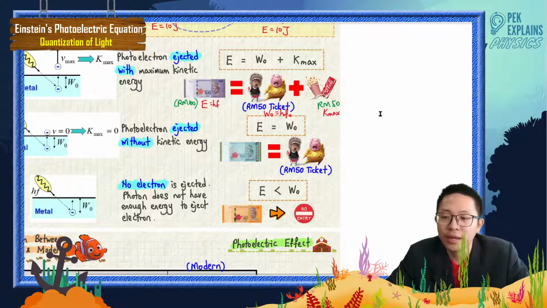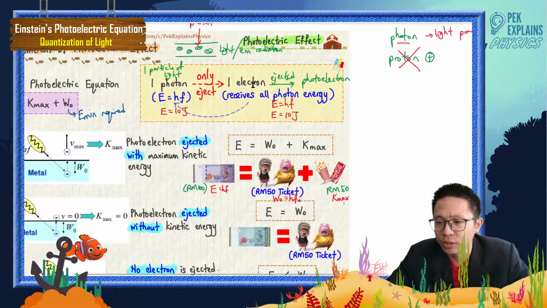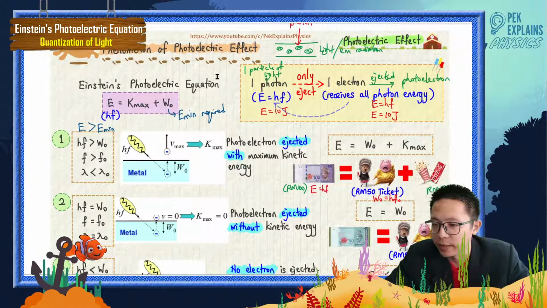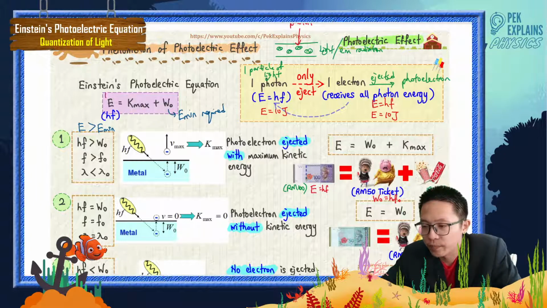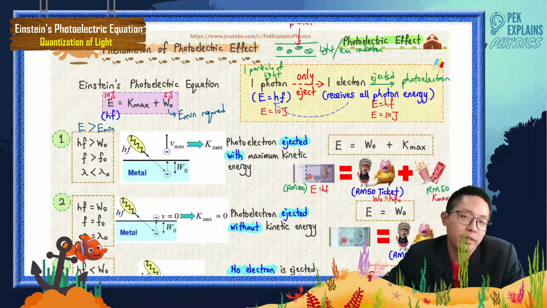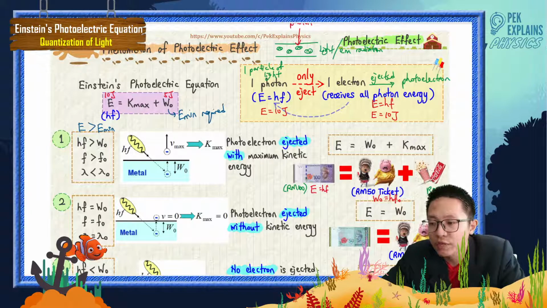So what I can say is, the electron will receive all the photon energy, hf. Let's say the incident photon is 10 joule, and the binding energy is just 5 joule. So you still have the remaining 5 joule of energy inside the electron. You understand or not?